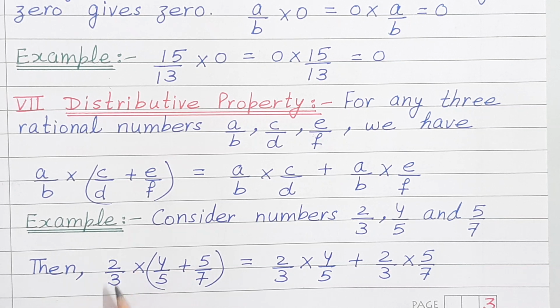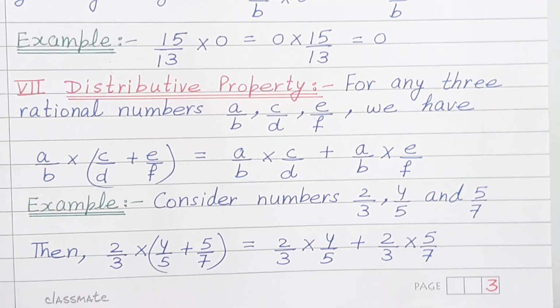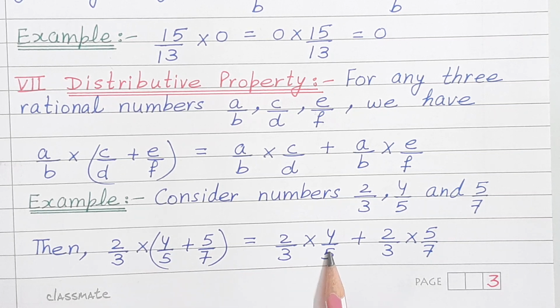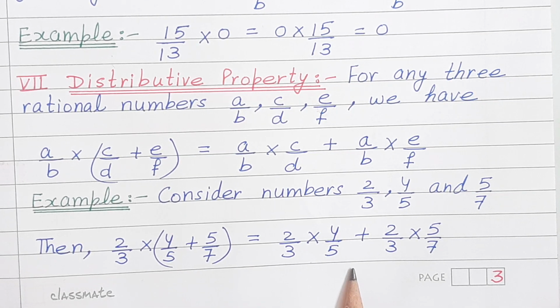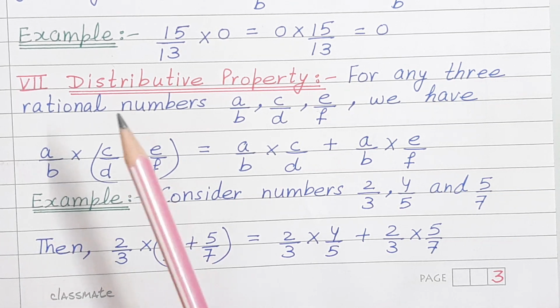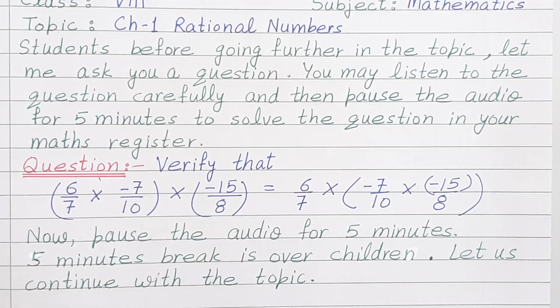Then 2 upon 3 multiplied by 4 upon 5 plus 5 upon 7 is equal to, now let us open this. So that is equal to 2 upon 3 multiplied by 4 upon 5 plus 2 upon 3 multiplied by 5 upon 7. Is it clear? So when you solve both the sides, both will be equal to each other. I hope it is clear to everyone now. So this is called distributive property.